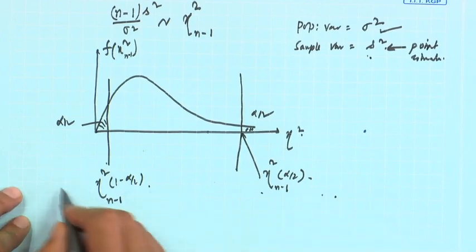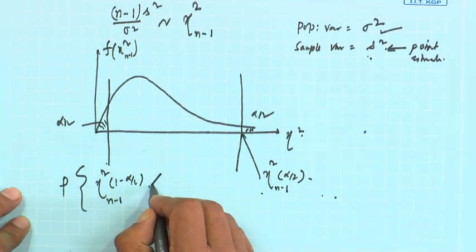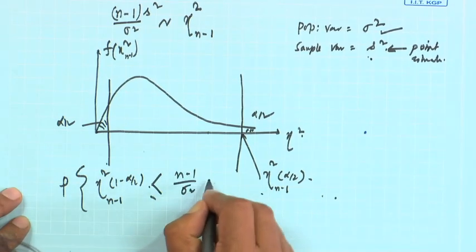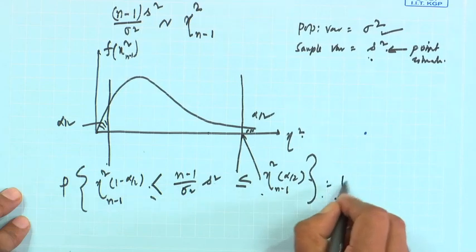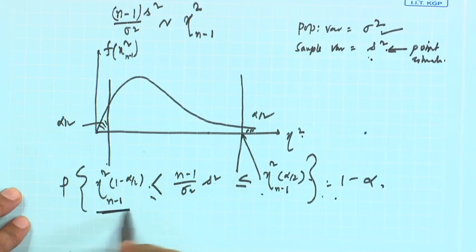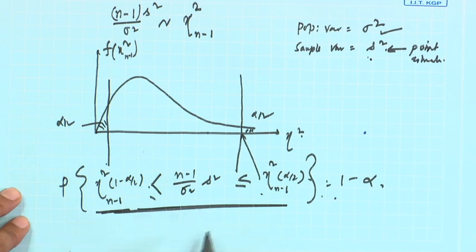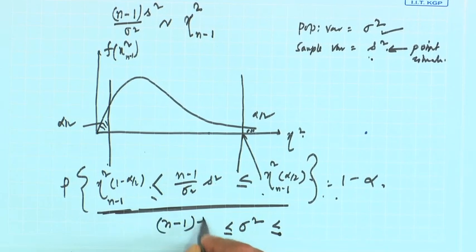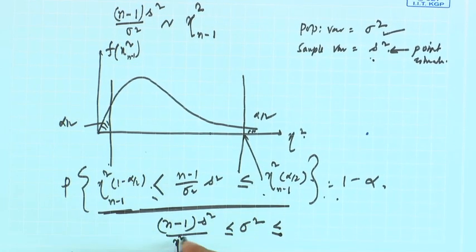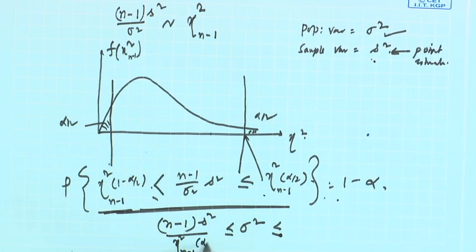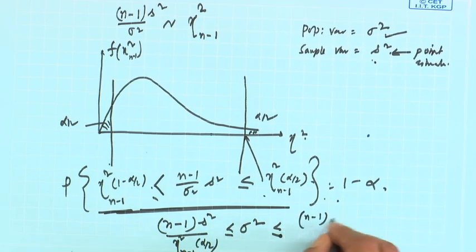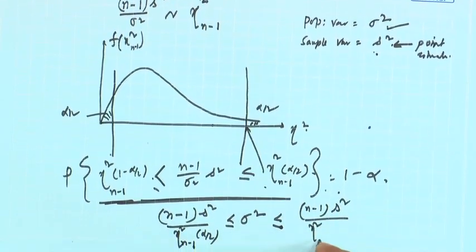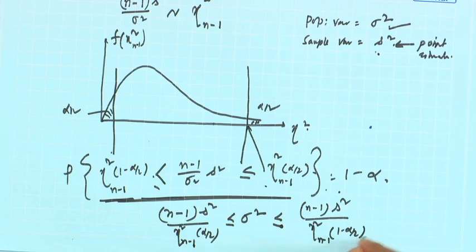So, again what you do then, the probability that this is less than or equal to (n minus 1)s square by sigma square, less than or equal to this, is 1 minus alpha. Now you manipulate this. What you want from here is that sigma square is less than or equal to (n minus 1)s square by chi square n minus 1, 1 minus alpha by 2, and greater than or equal to (n minus 1)s square by chi square n minus 1, alpha by 2.